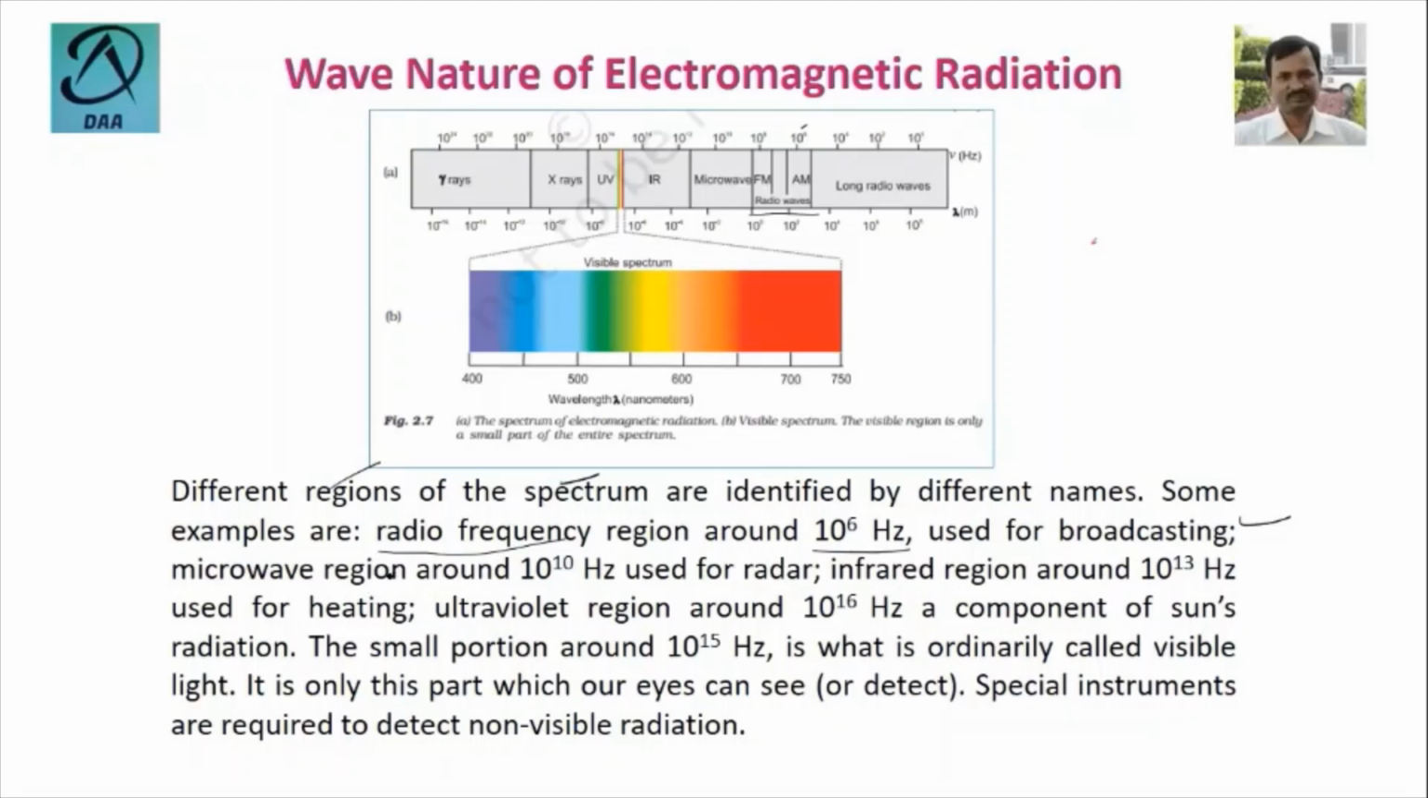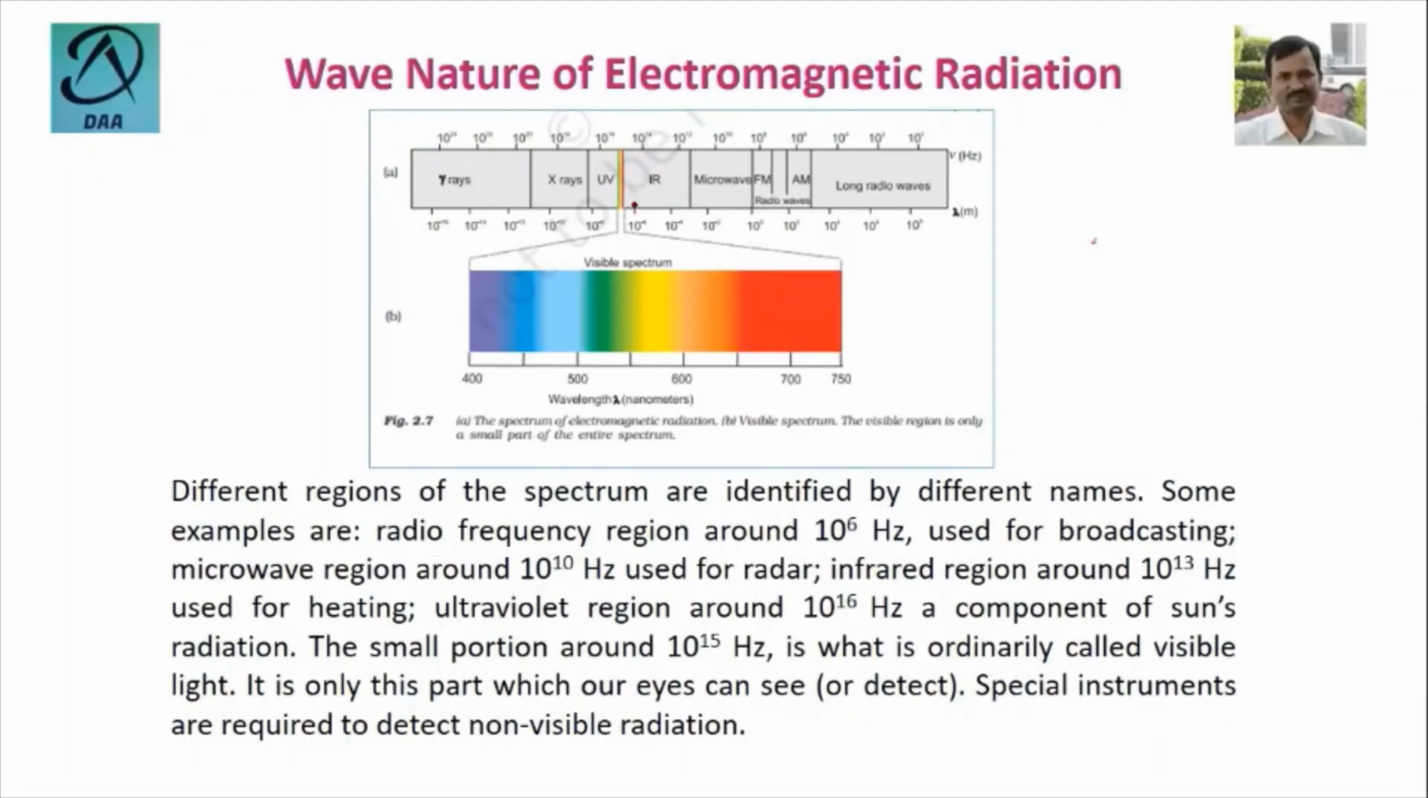And the microwave region, we know we have the microwave oven. So it's 10 to the power 10 hertz, and this is the microwave region. After that, on the left side again, it is the IR region. IR is actually used for heating, infrared. This is the 10 to the power 13 region, in between 10 to the 12 and 10 to the 14.